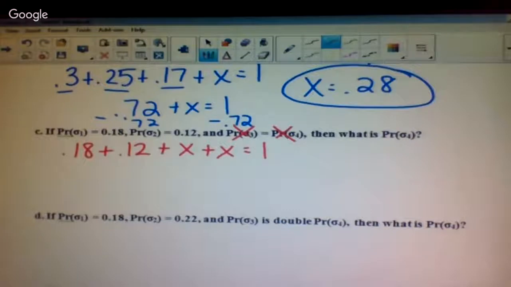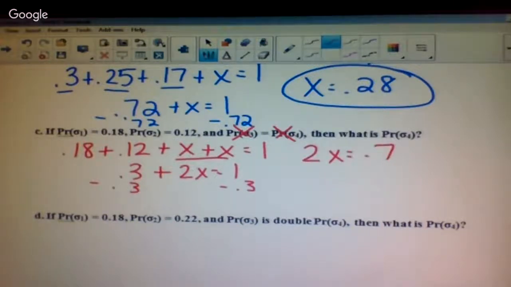Combine like terms and solve. 0.3 plus, what's X and X? 2X. 2X equals 1. Now what? Subtract 0.3. 0.7. 2X equals 0.7. Divide by 2. X equals 0.35. Am I finished? No, we've got to find event 4. They're the same thing. 4 is X. So yes, we are finished here.